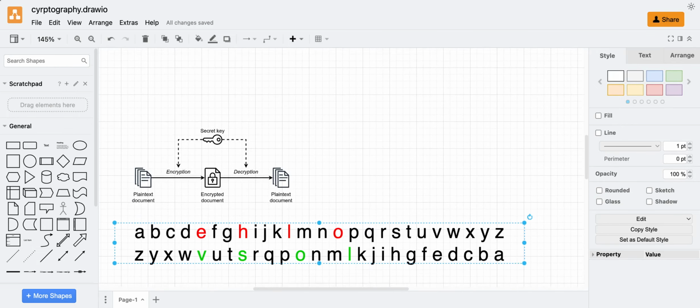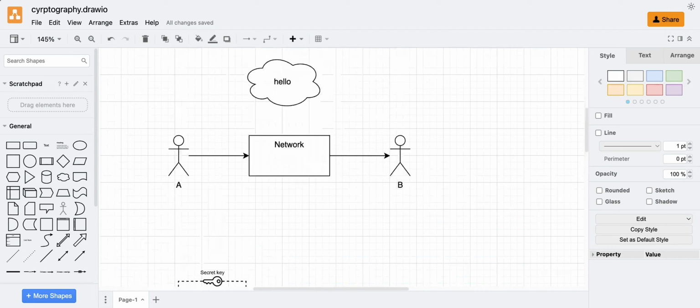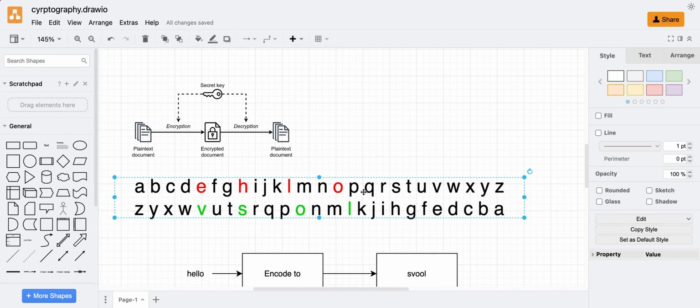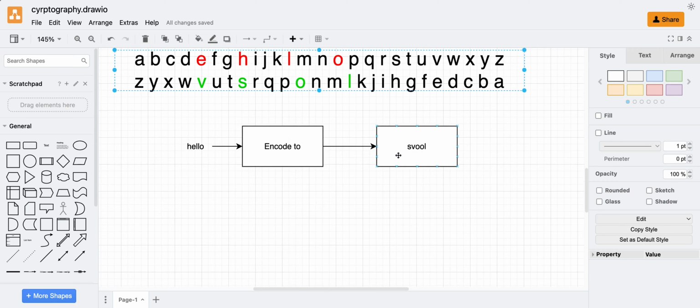Now this thing called key, okay. So now B is aware of this key. B knows about this thing. B knows about the decryption way. The same method can be used to convert swool back to hello, right?